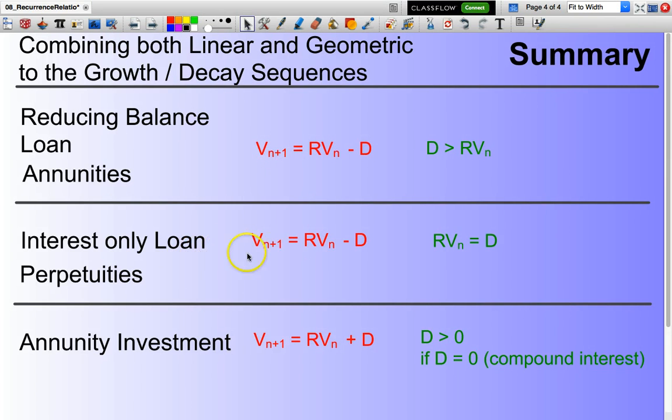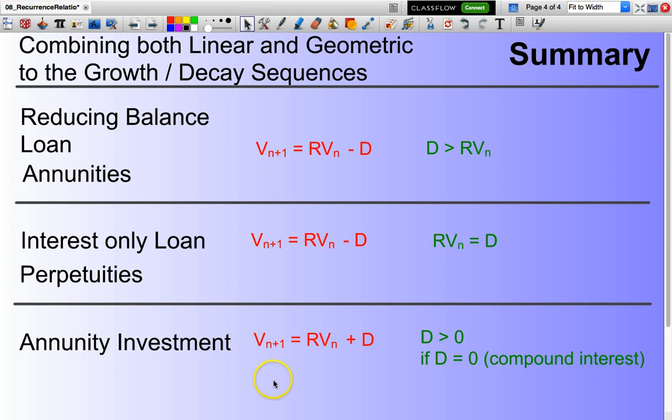With an interest-only loan, in this case, all I'm doing is looking to pay back the interest. So the interest will be the same as the repayment of the loan. And with the annuity investment, I'm earning interest, and I'm also adding more money to my investment to accelerate the growth of my investment.